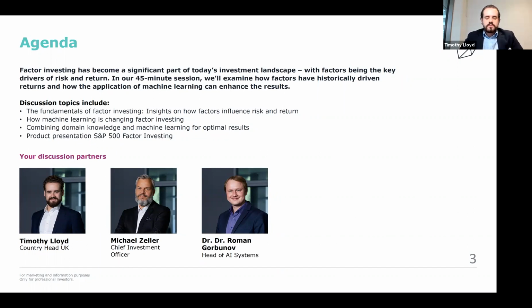Michael, when developing this factor investing model, was supported by Dr. Gorbunov, who's our head of AI systems. He's part of our AI development team, and he will be talking about why and how machine learning is changing factor investing, and will also give you a brief introduction to our AI platform, which is a white box AI, meaning we do understand everything that is happening, and we combine human domain knowledge with machine learning methodologies.